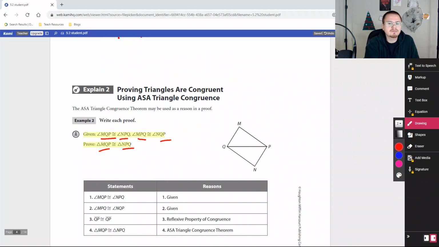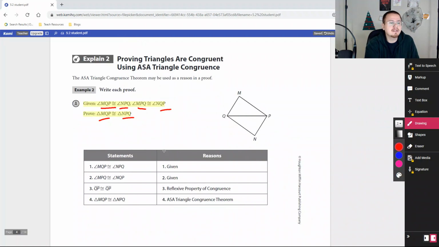Write each proof. I know. So do your best here. You're given, always write down what you're given, figure out where it is on the diagram, figure out what it means. So the angle measure of MQP is congruent to NPQ, and the measure of MPQ is congruent to NQP. Prove the triangles are congruent. So we already have two sets of corresponding angles that are congruent. For using ASA, you look for a side.